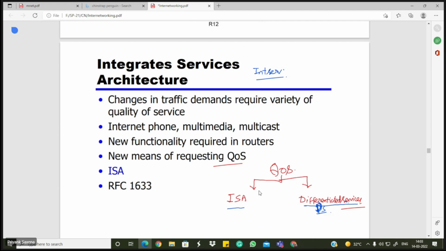ISA, as you know, the demands are increasing day by day to get good quality of service, right? With the increasing number of users and user demands, we are getting 4G, 5G. We are at the doorstep of 5G. With such a change in requirements, many changes are required in the functionalities of the routers. So how do we get quality of service? We will be discussing these two models, ISA and Differentiated Services.